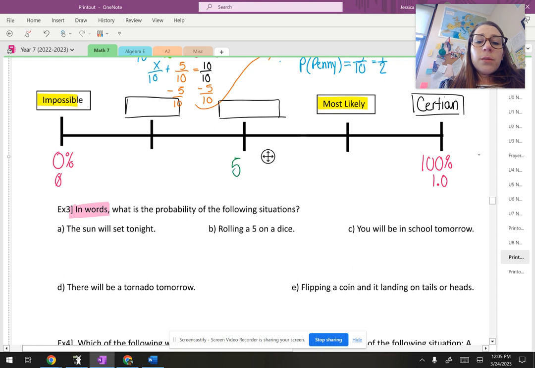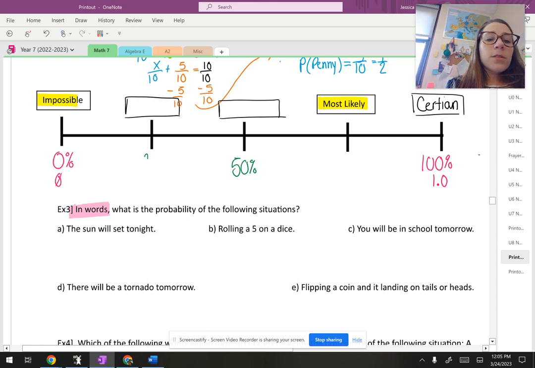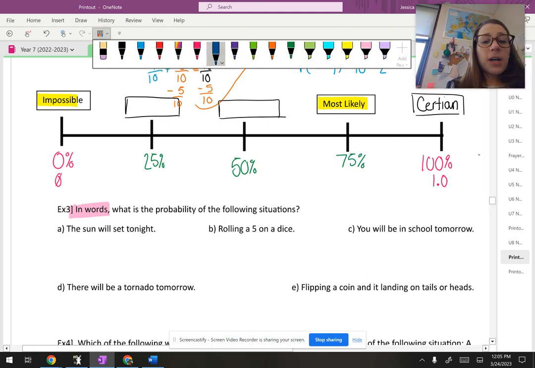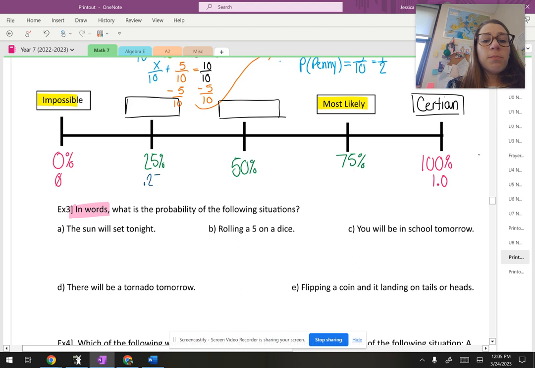In the middle, we can put our 50%, then our 25 and our 75. Converting those guys to decimals just gives me 0.25, 0.5, 0.75.